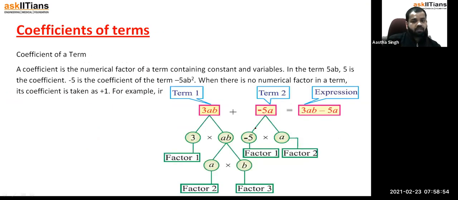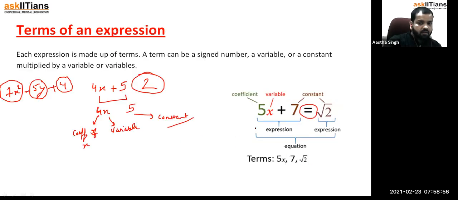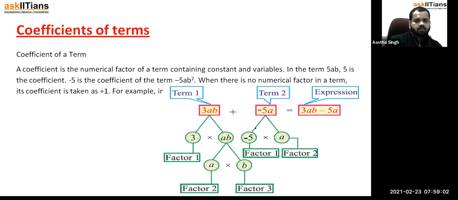We'll now study the coefficients of terms. In 5x, the 5 is not a constant but the coefficient of x. A coefficient is the numerical factor of a term containing constants and variables. In the term 5ab, 5 is the coefficient. In the term minus 5ab, minus 5 is the coefficient of the term.